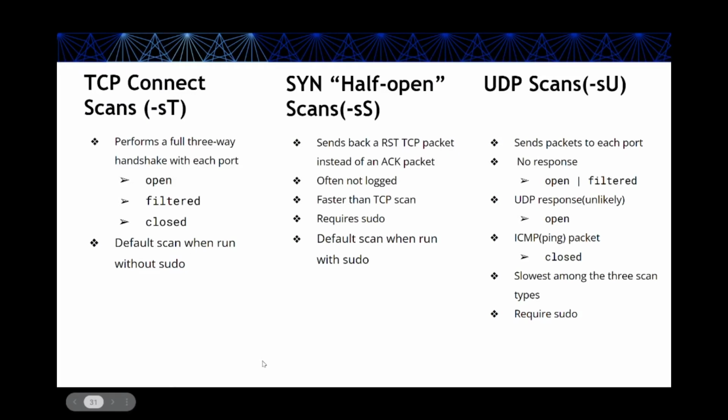To review, we got TCP Connect, we got half open scans, and then we got UDP scans. TCP performs a three-way handshake. Half open performs half of the three-way handshake. UDP sends UDP packets. And then you have open, filtered, closed for both TCP Connect and half open scans. And then for UDP, you have open/filtered, open or closed.